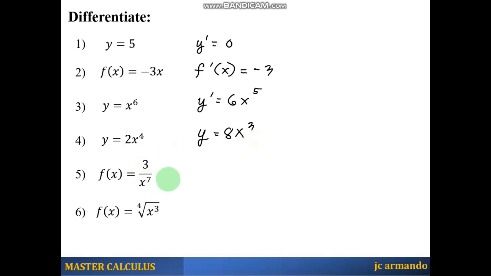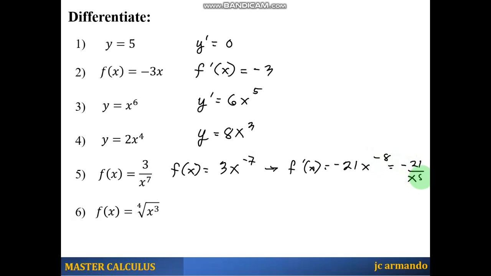Okay? Then for 3 over x to the 7, you have to make it as f of x is equal to 3x to the negative 7. So therefore, we have f prime of x is just equal to negative 3 times negative 7 is negative 21, x, negative 7 minus 1, negative 8. So we have negative 21 over x to the 8.